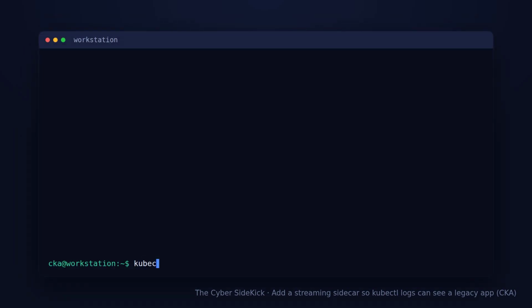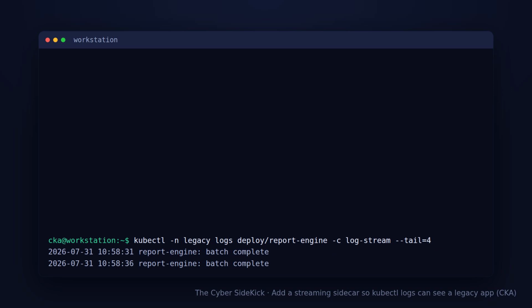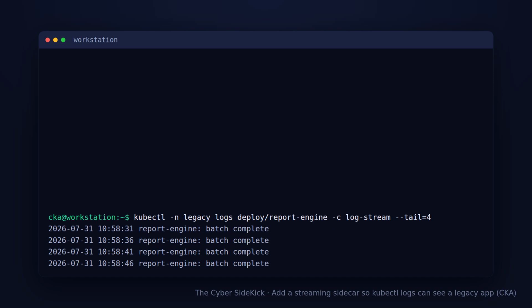And here is the payoff. Ask for the logs again, this time naming the container with -c logstream, and the app's log file comes streaming out of kubectl. Same lines, same timestamps we saw hiding in that file a minute ago, except now they are flowing through the cluster's normal logging path, which means anything that collects logs from this cluster picks them up too. The application was never touched. Note the -c. Once a pod has more than one container, kubectl needs to know which one you mean.